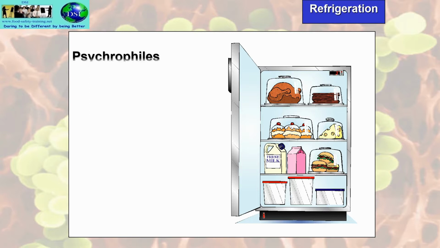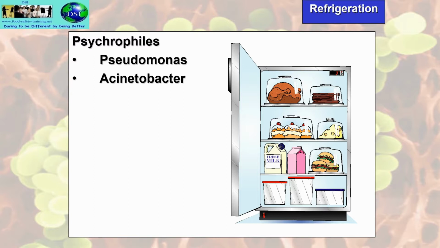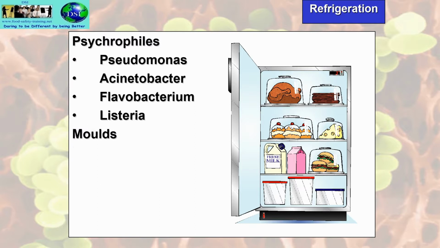Refrigeration, another method of food preservation. Psychrophiles, if you cast your mind back to lecture 2, we've got 3 different categories of bacteria. Those that prefer the cold, which are psychrophiles. Those that prefer a medium range, 20 to 50 degrees C, the mesophiles, which are the majority of the food safety pathogens. And you've got thermophiles, which don't really affect the food industry. These like high temperatures. So psychrophiles love it in a fridge. For example, Pseudomonas, Acinetobacter, Flavobacterium, Listeria, and molds as well, like low temperatures, such as penicillium, mucor, cladosporium, and also enzymes.